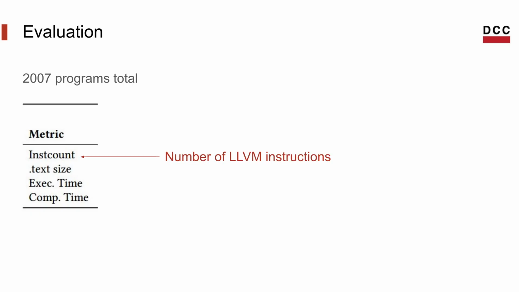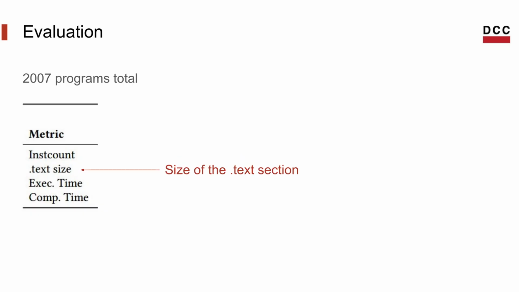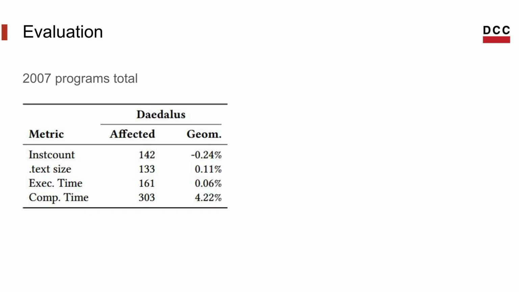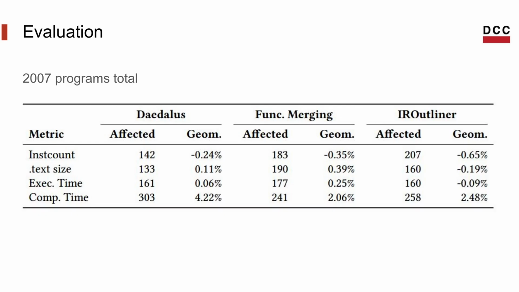The first metric is the number of LLVM instructions. The second metric is the size of the text section of the final executable. The third metric is the time the test took to execute. And finally, the time the test took to be compiled using a specific pass. Then for each metric, we counted how many programs from the 2007 ones were affected by the transformation and took the geometric mean of the selected metric for each of them. Negative percentages indicate a reduction, and positive percentages indicate a growth. And the results for func merging and IR outliner were the following.